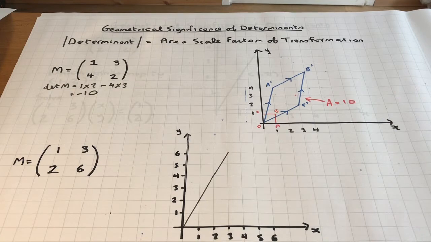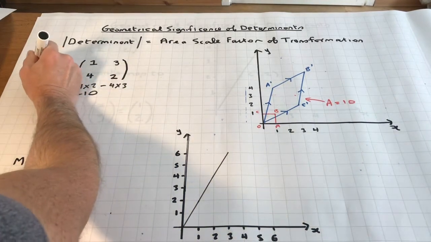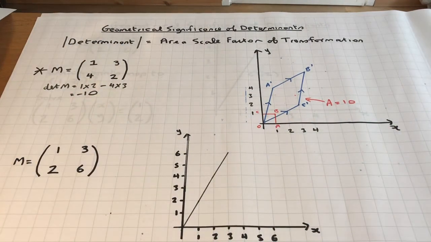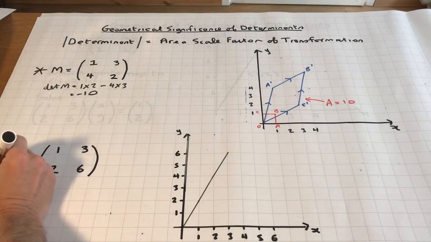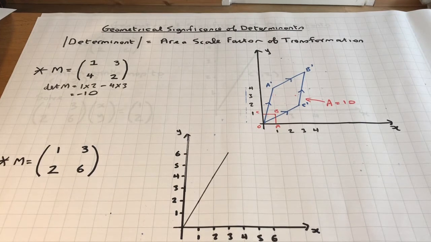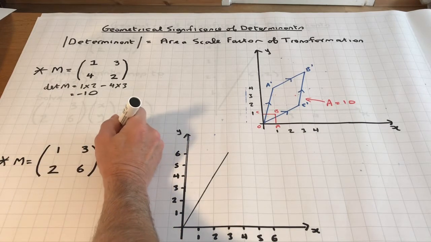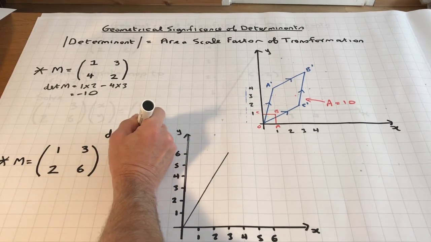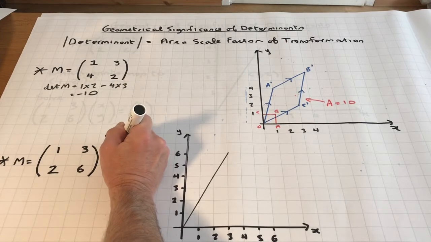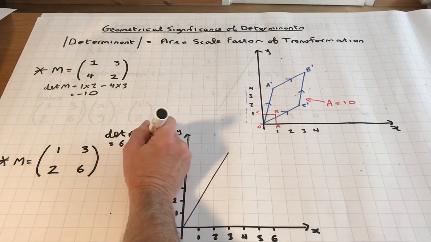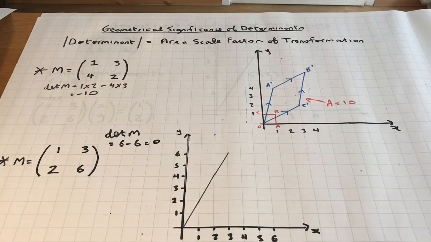There's another possibility, because in this case, we had a negative determinant. In this one here, you can see we're going to get a 0 determinant, because if I work this out, the determinant of M is equal to 6 minus 6, which is 0.